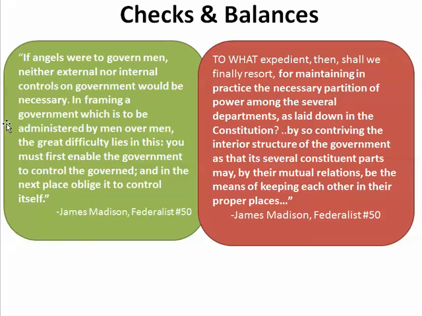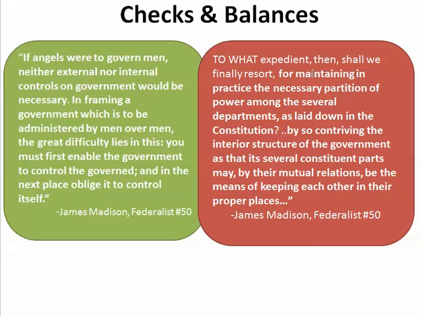He's talking about these checks and balances and separation of powers we're going to talk about. And he says that if angels were to govern men, we didn't need these, but we didn't have any angels. We had men over men, so we needed some checks, so nobody got too big for the britches. No one branch took control of government.